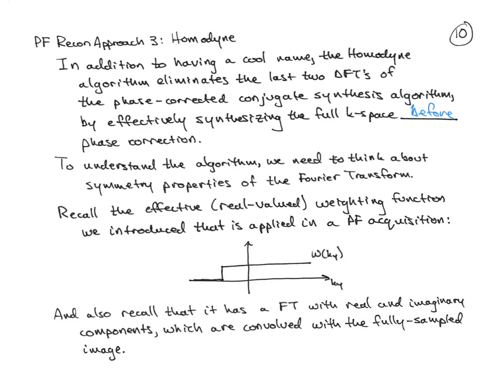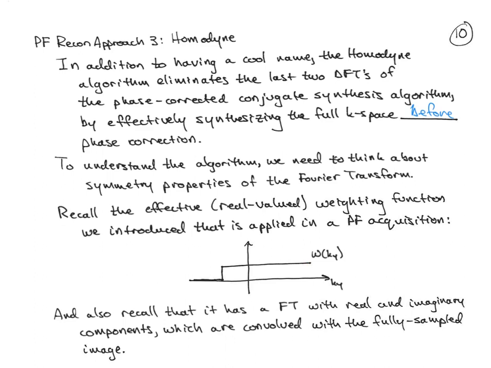So to understand the algorithm, we need to think about symmetry properties of the Fourier transform. We recall that the effective real valued weighting function that is applied to our fully sampled image in partial Fourier acquisitions is this step function w of ky that's offset from the center of k-space, right? If we look as a function of k-space line, we're weighting very negative k-space lines by 0, and then it suddenly steps up and we're acquiring lines from some still negative point up to the positive points in k-space.